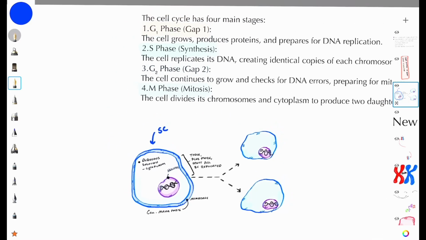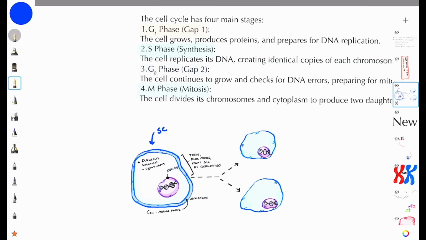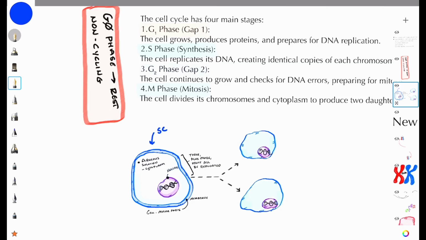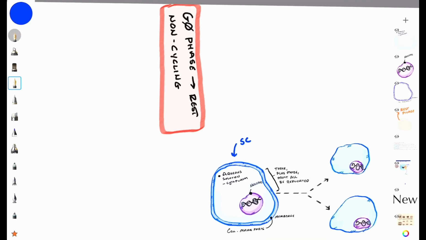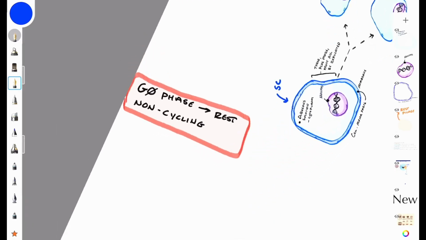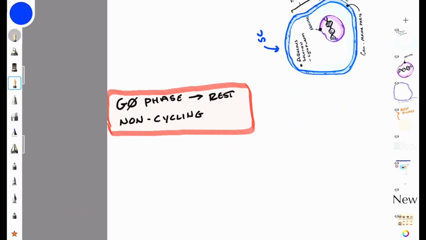So here are those phases again, and let's talk about this. That first phase, which is G0. This is the rest phase, right? I'll turn it this way so you can read it. And this is the non-cycling phase, which means the cell is sleeping, right? It's that quiescent phase. It is in dormancy, right?